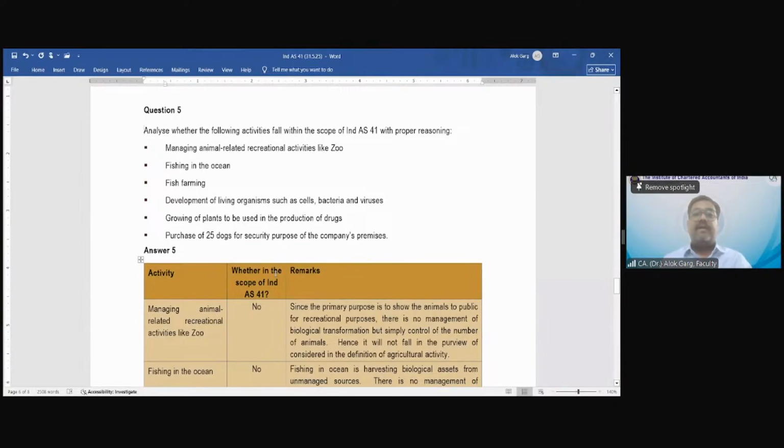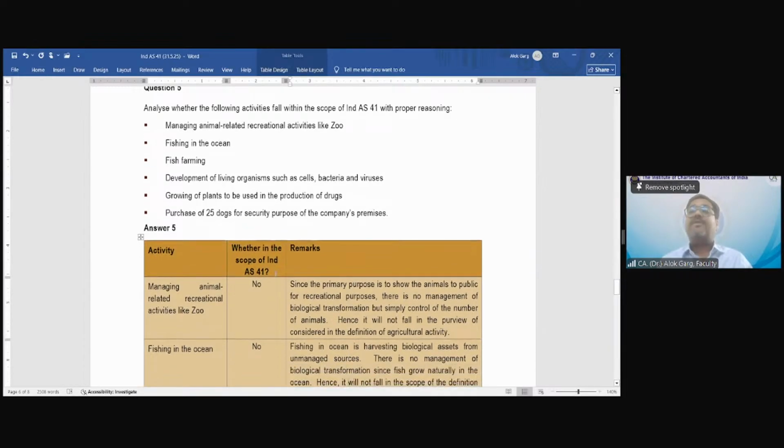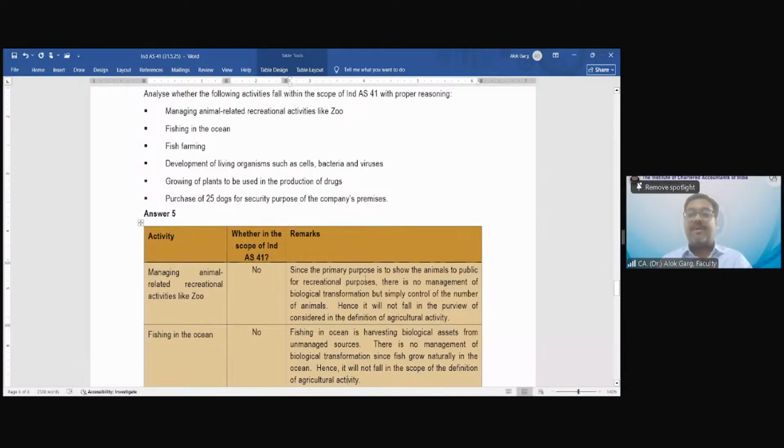Analyze question number 5. Analyze whether the following activities fall within the scope of Ind AS 41 with proper reasoning. Managing animal-related recreational activity like a zoo, whether it will fall under agricultural activity. Answer is no. Managing a zoo is not agricultural activity. It is for the entertainment of the audience. Since the primary purpose is to show the animals to the public for recreational purposes, there is no management of biological transformation, but simply control of the number of animals. Hence, it will not fall within the definition of agricultural activity.